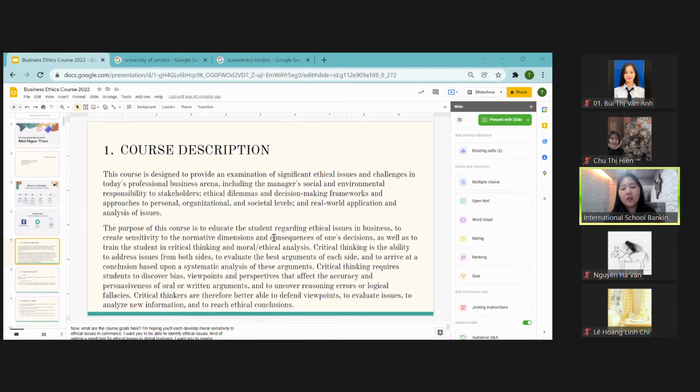Okay, so you can see that our course is all about looking at dilemmas, looking at situations that are difficult to solve, and then we solve them with careful consideration, with considering multiple perspectives.